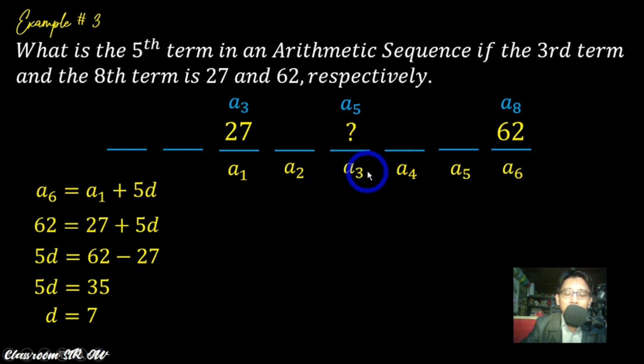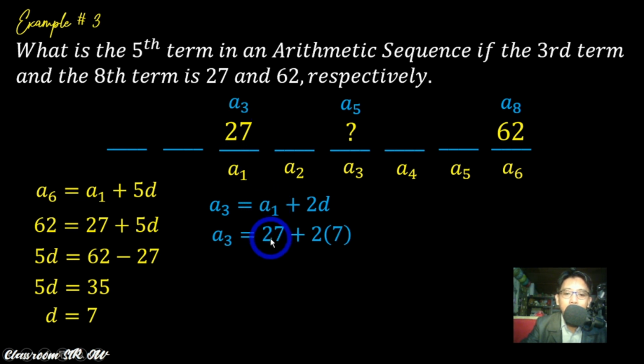In other words, if we can solve a sub 3, that is also our a sub 5. So looking for a sub 3, that is equal to a sub 1 plus 2d, because 3 minus 1, that is 2, times the common difference. So a sub 3 is equal to a sub 1 is 27, plus 2, and our common difference is 7.